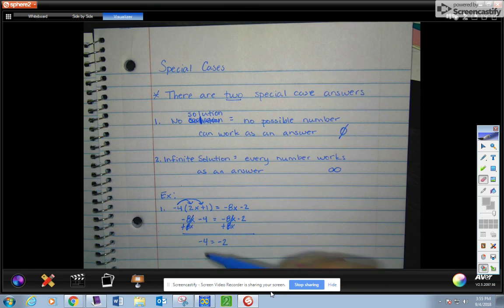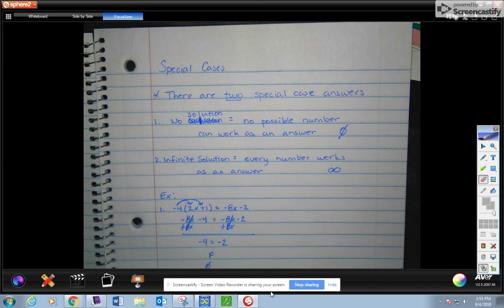So my answer is -4 = -2. I can't go any further. I don't have a letter, but this is a false statement. -4 does not equal -2. So this is a no solution answer.